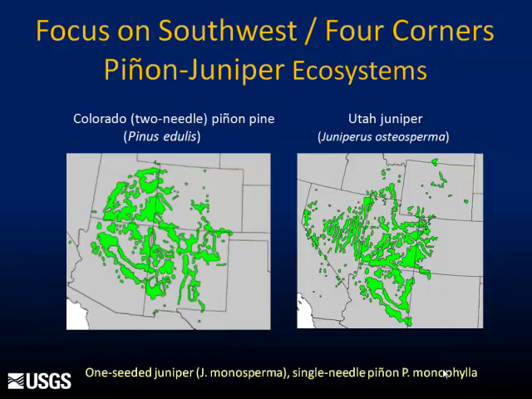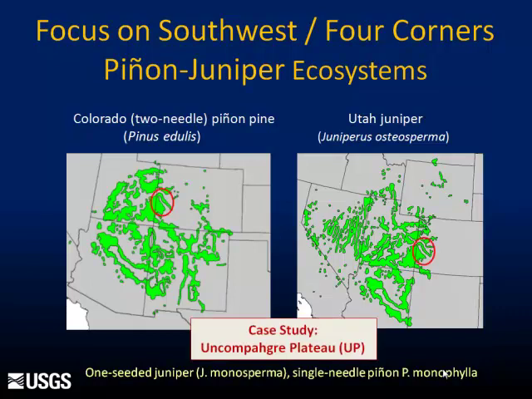So again, my focus is more or less on the Southwest, but with somewhat of a Four Corners focus. Much of what I'm going to talk about today is relevant to Colorado Piñon and Utah juniper woodlands, which dominate much of the Colorado Plateau, but I will also talk about research that takes place in other Piñon-Juniper woodlands or ecosystems in the Southwest in general. Two of the more dominant species are one-seeded juniper and single-needle piñon.